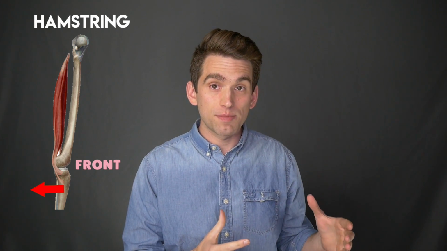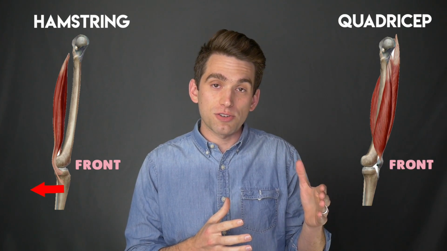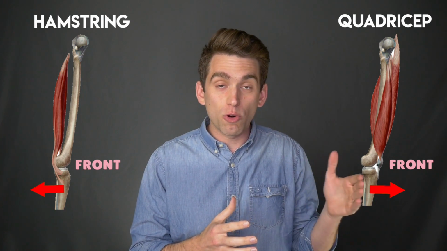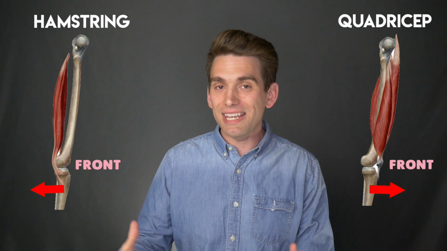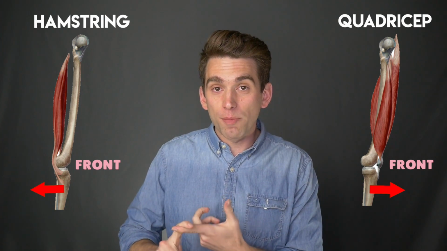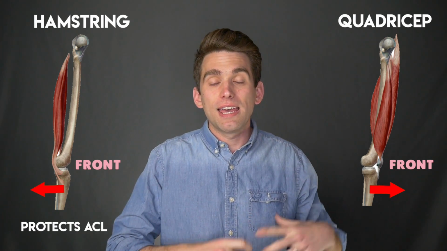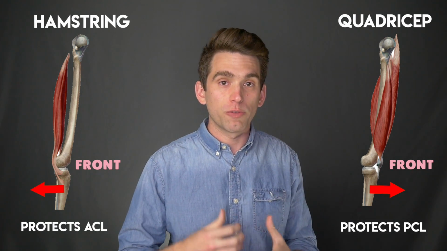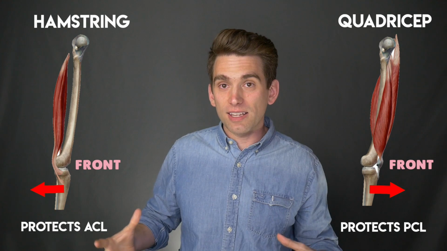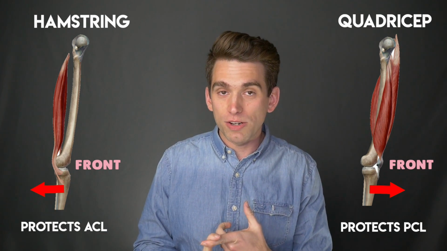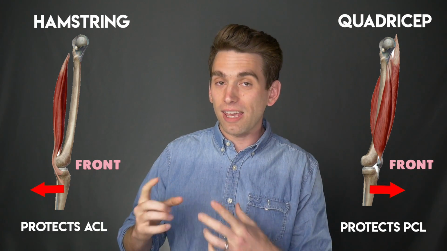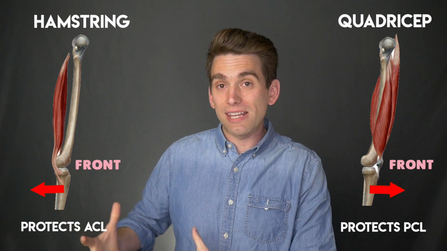Similarly, the quadriceps sits in the front, and if it contracts, it pulls the lower leg forward a little bit, helping the PCL. So the hamstring helps provide support for the ACL, and the quadriceps muscle provides support for the PCL. In that context, having an overly strong quadriceps muscle or having a weak hamstring muscle puts your ACL at more risk of injury.